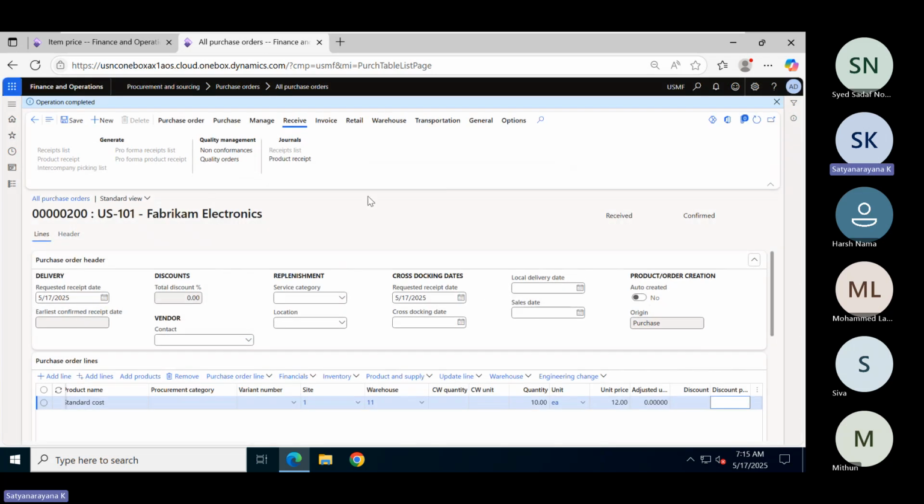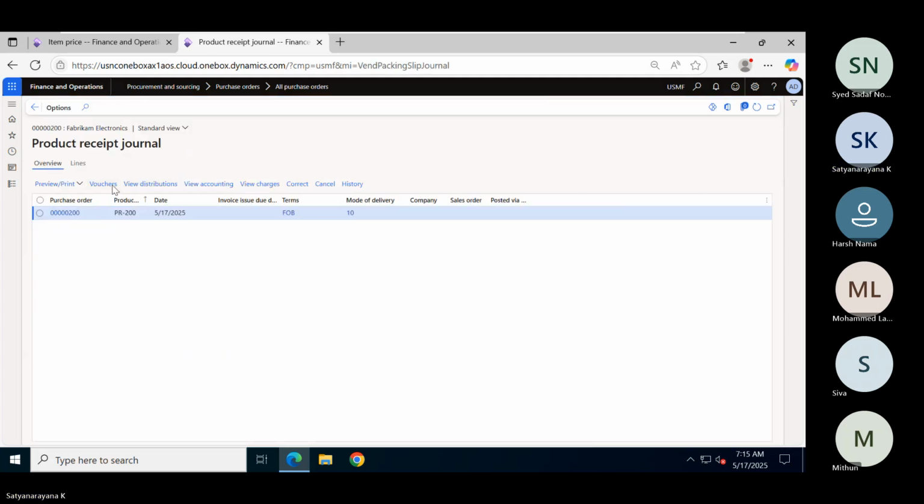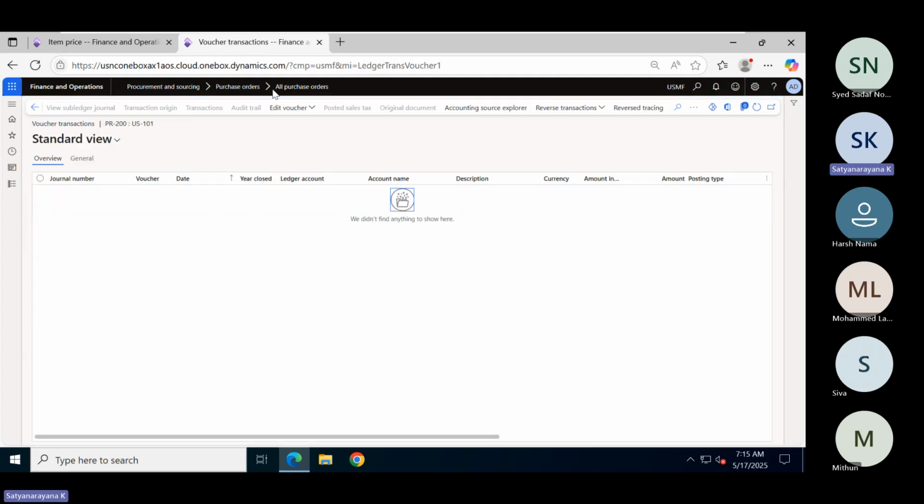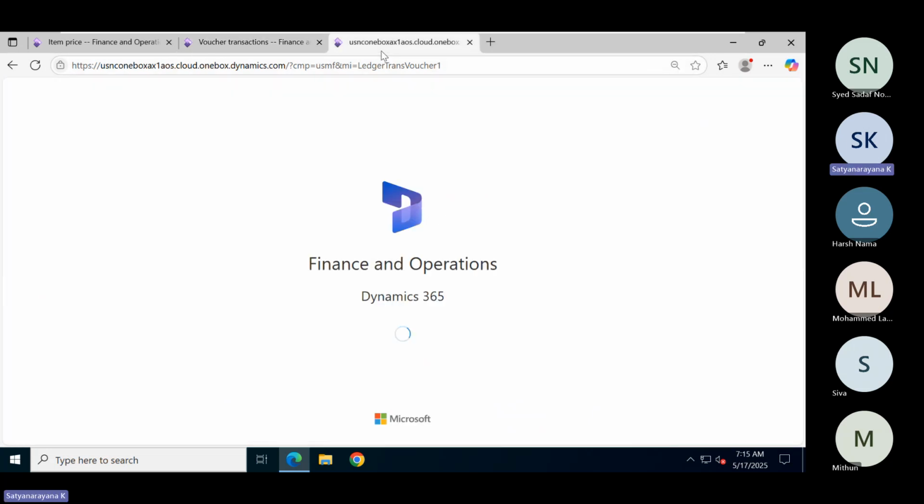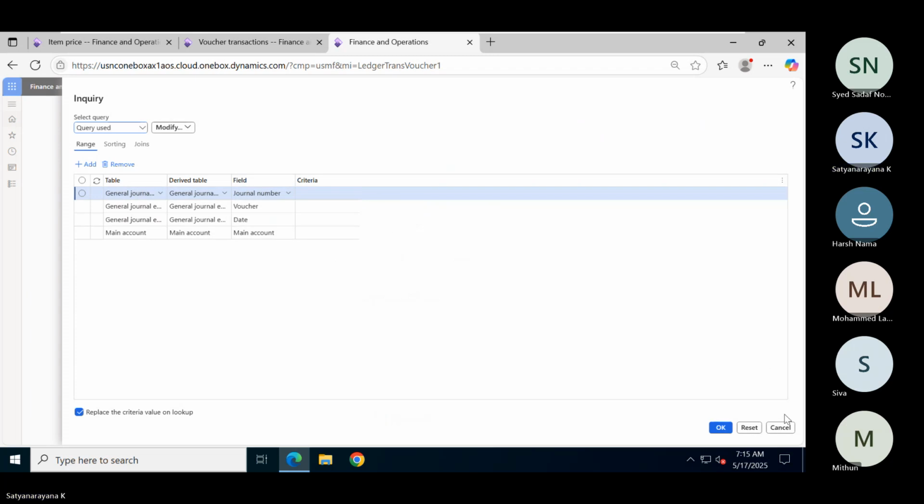Okay, now if you verify the product receipt voucher, it is empty at present because it is a demo system, my demo system. So it is empty at present. Now let me do transfer.